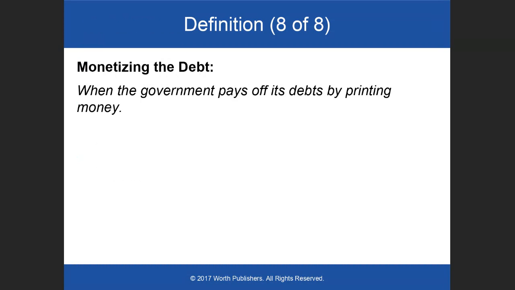Monetizing the debt. When the government pays off its debts by printing money, well, as we sit here in 2021, that's pretty much what's going on. It has not been tried successfully in terribly many places. It has failed in many places, and yet that's pretty much what's going on.